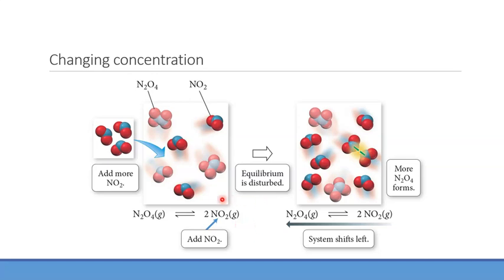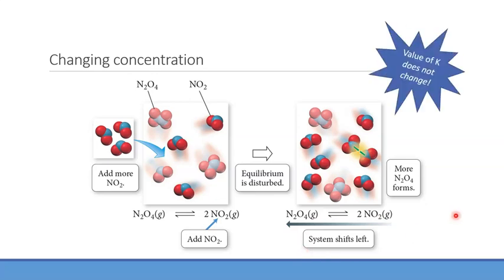The ratio of product to reactant is now Q, and it's going to be larger than our K value because we have a larger number on top of the fraction. In order to get back to the K value we had at equilibrium, so that Q and K are equal to each other again, more N2O4 must form. In this scenario, the actual concentrations of these two will have increased, but the ratio will not. The value of K does not change simply because you've changed the concentration of reactants or products.